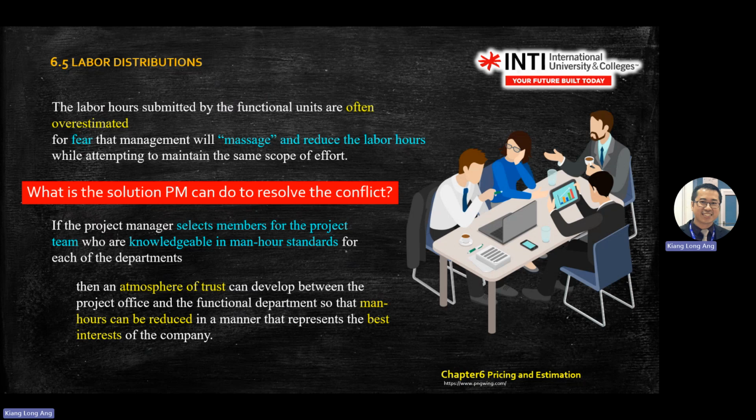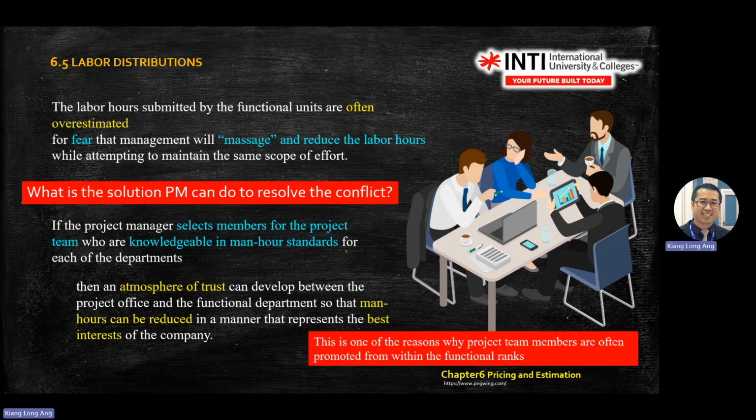Then you need to talk. You need to buy coffee for the functional manager. Explain why you need to reduce, let's say, 20 ringgit per hour. Now you reduce to 18 ringgit per hour. You explain, maybe the volume is not high, so you need to reduce. So you need to present the whole picture to the functional manager.